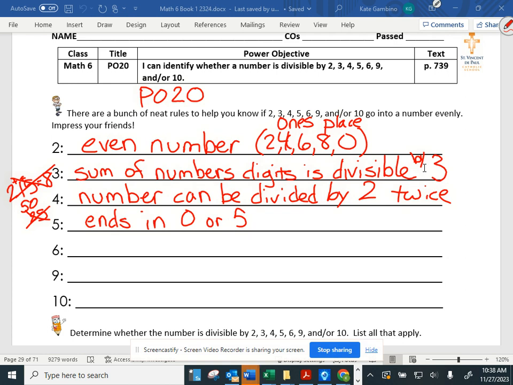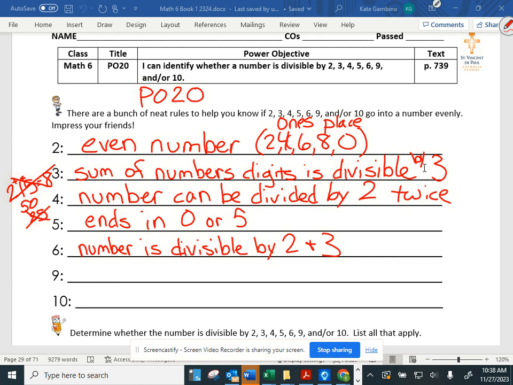How do we know if it's divisible by 6? Madeline? If the number is divisible by 2 and 3. So it's an even number. You add up those digits, it's divisible by 3. So if you have a 2 and a 3 listed as divisible, you know it's divisible by 6, because 2 times 3 equals 6.